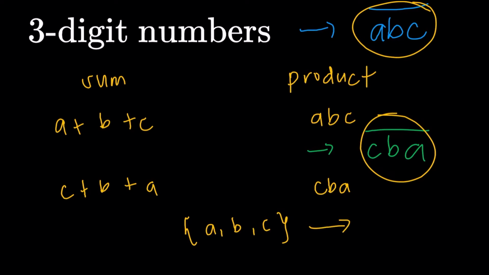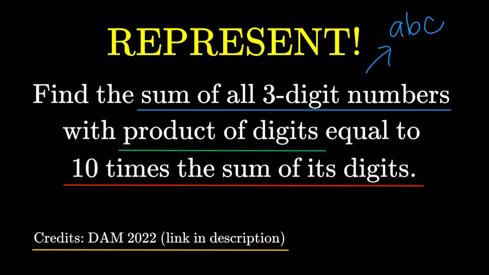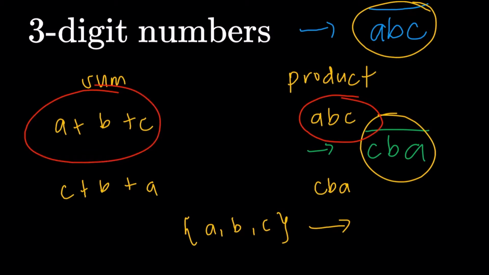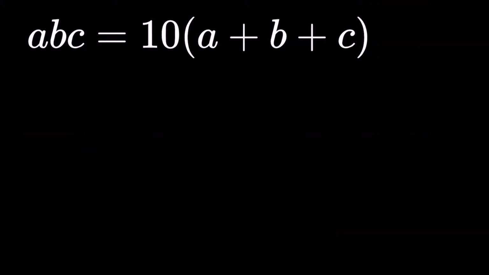Our goal for now is to find all possible triples such that the product of those three numbers is equal to 10 times the sum of those three numbers, because that's the condition in the question. The product has to be ABC and the sum of its digits must be A plus B plus C. So ABC, the product of its digits, equals 10 times the sum of its digits. The order doesn't matter now, so we can make some observations along the way and simplify this Diophantine equation, because it is technically an equation in integers.